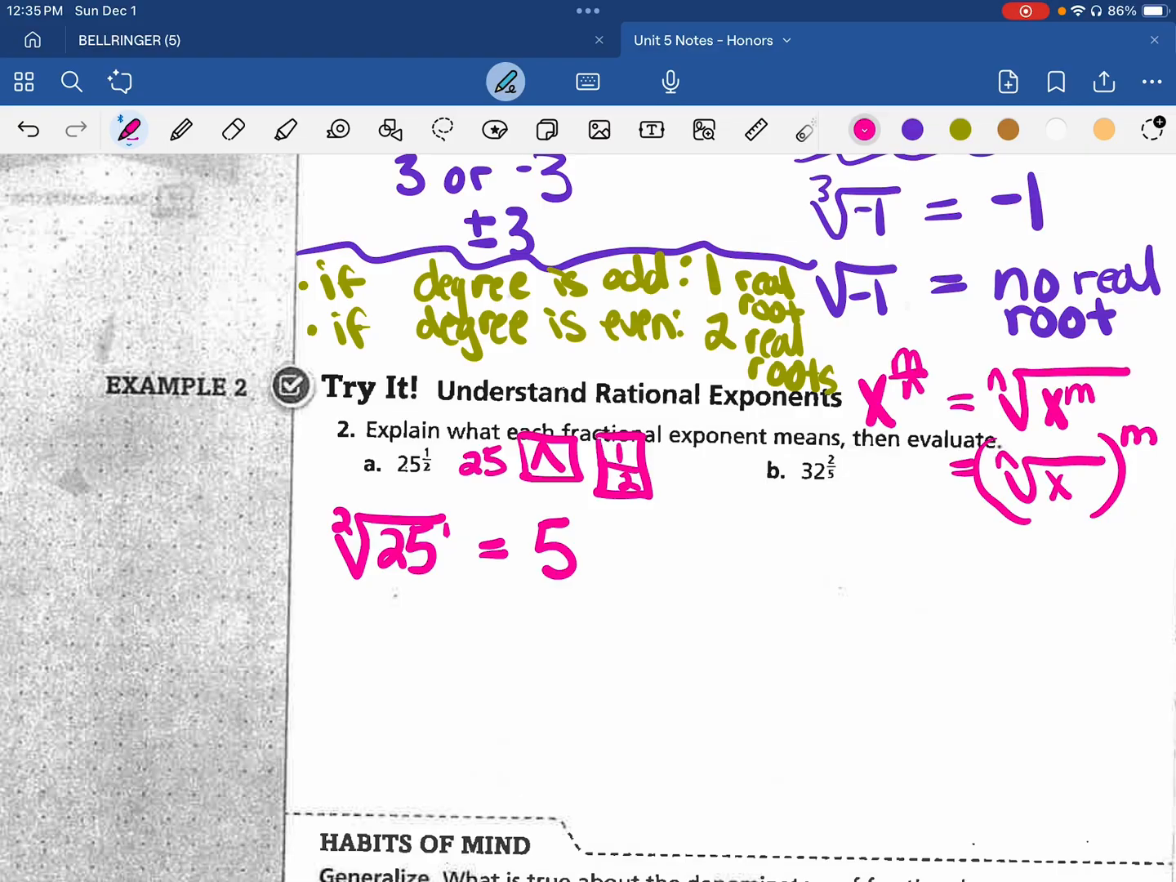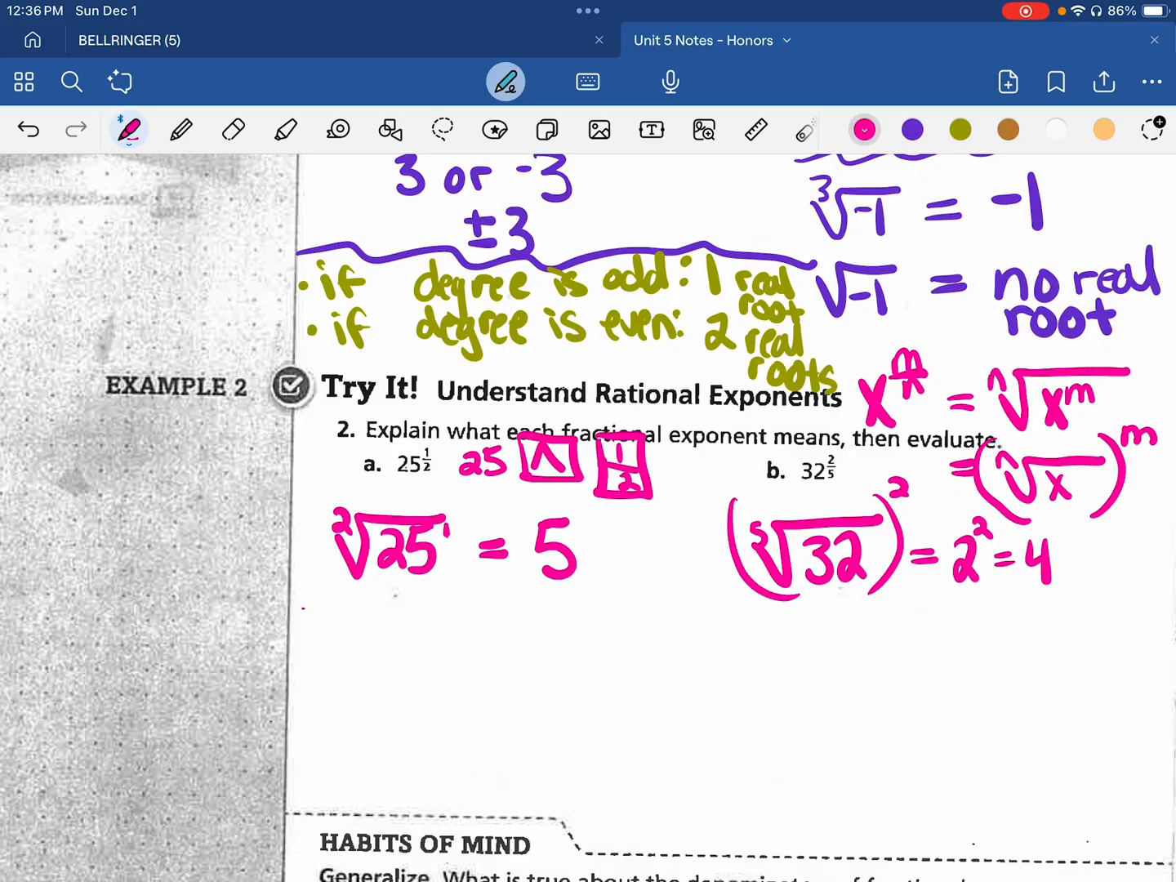32 to the 2/5, again, you could use your calculator, but really it means 32, the fifth root, squared, which is basically 2 to the second power, because 2 to the fifth power is 32. 2 squared is 4.